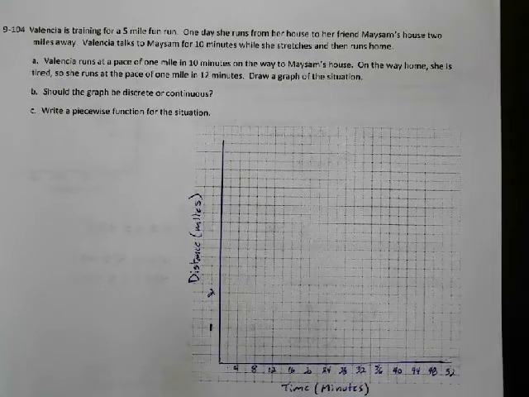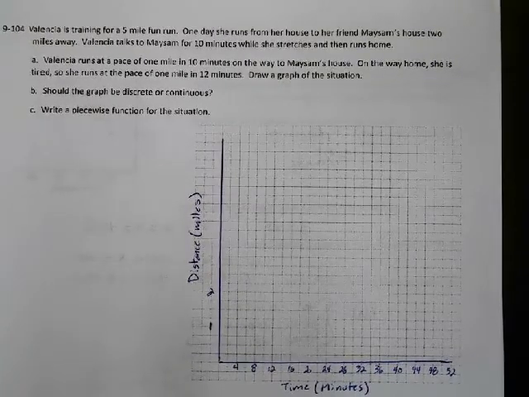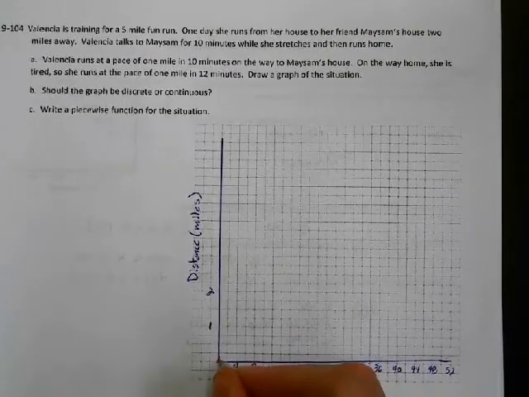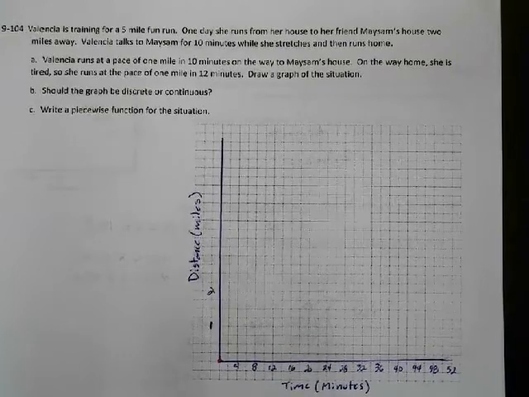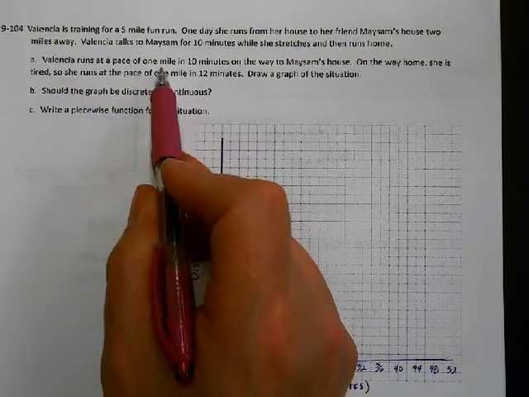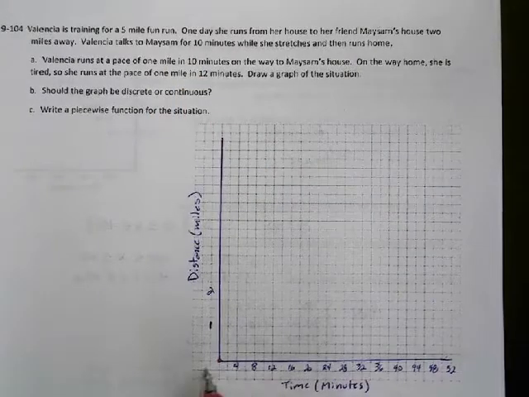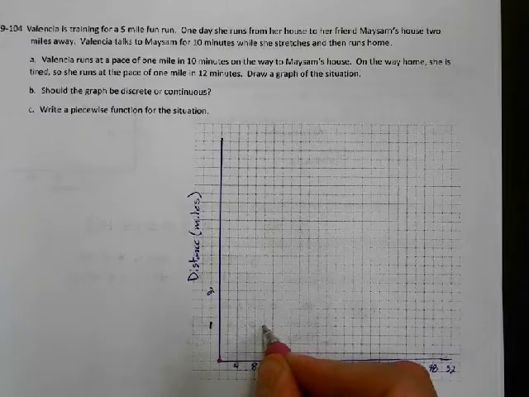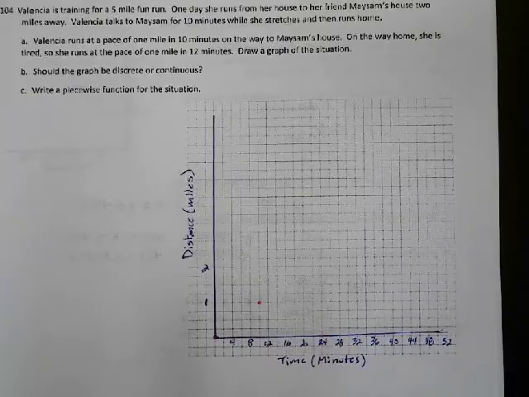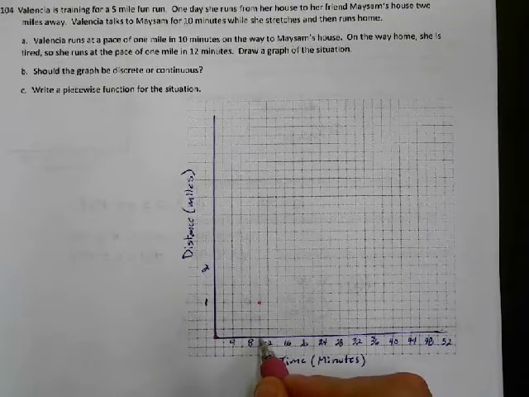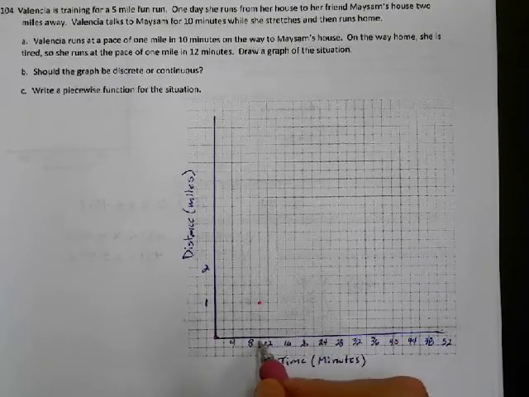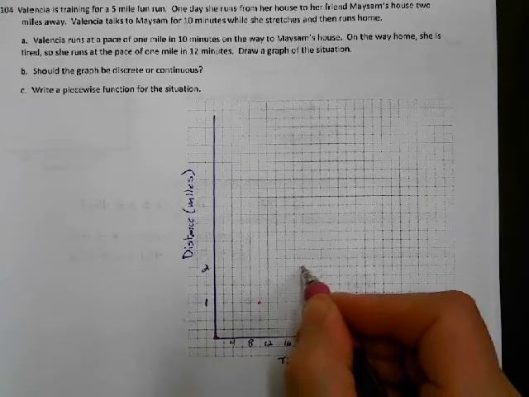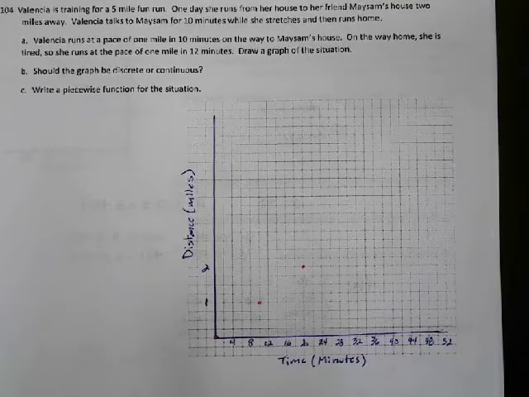All right, so when Valencia starts running, that's at time 0. Her distance is also 0. As it says, when she starts running, she's going to go at a pace of 1 mile in 10 minutes. So 10 minutes is right here, and she's going to go 1 mile. Now remember, she's going to go 2 miles to Mason's house. So I went 10 minutes, 1 mile. I'm going to go another 10 minutes and do the second mile. So there's her pace as she's going to Mason's house.